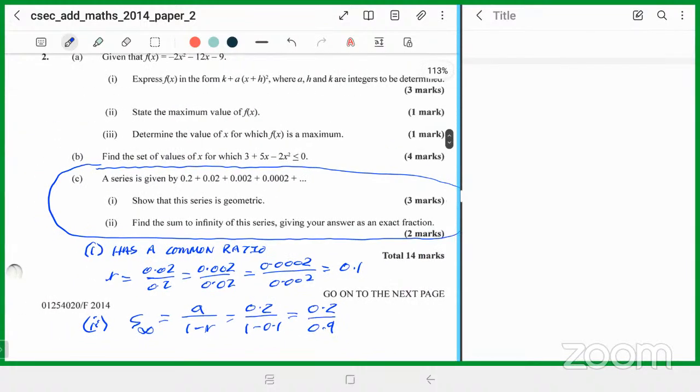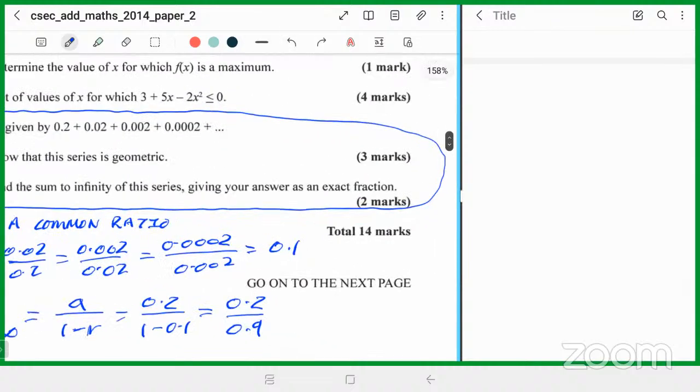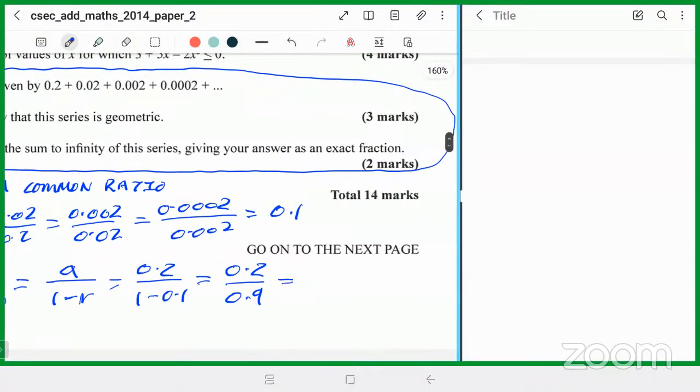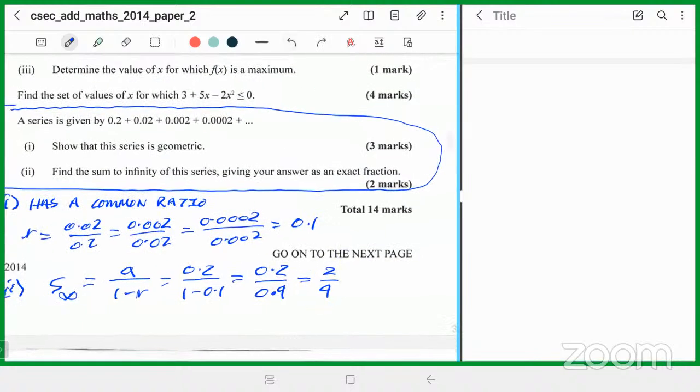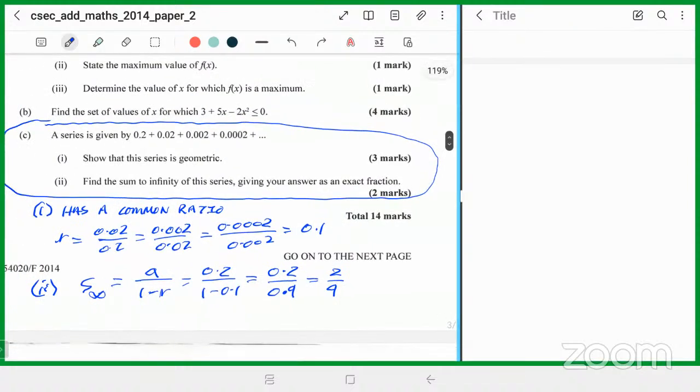The question says give your answer as an exact fraction. This becomes 2 over 9. That's an exact fraction. 0.2 over 0.9 becomes 2 over 9. That's it, done. 5 marks: 2, 1, 3, 5.